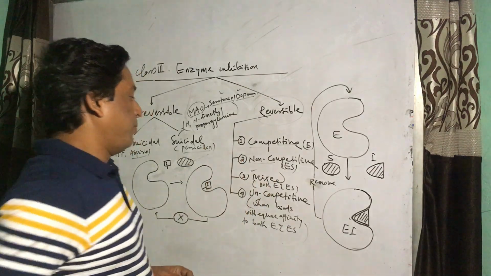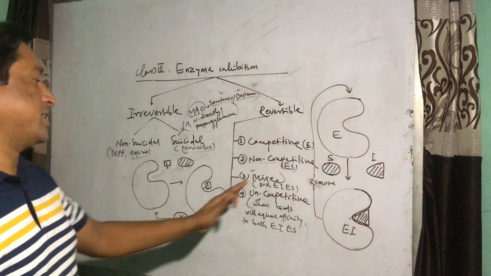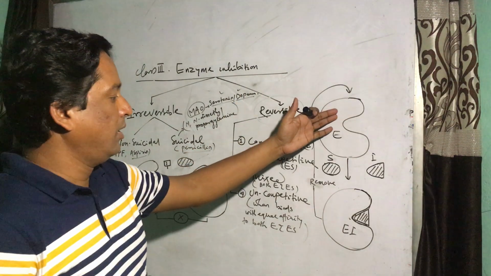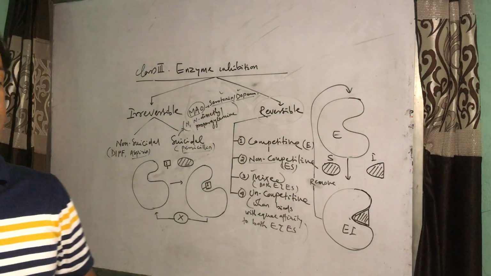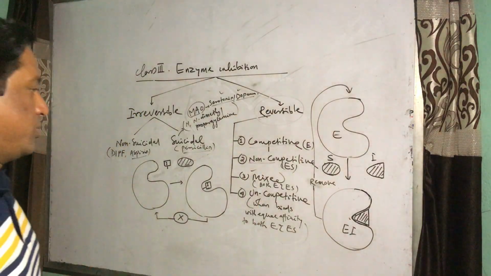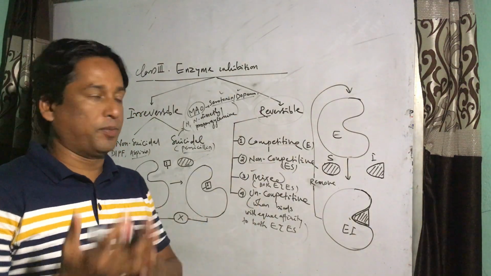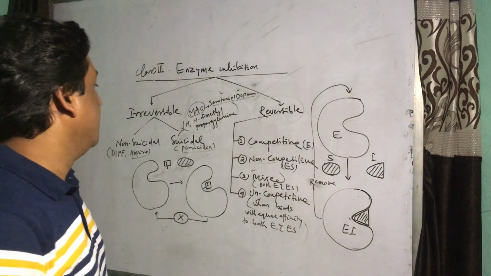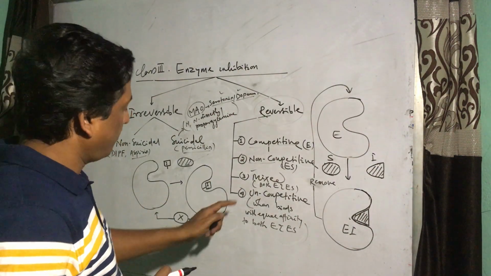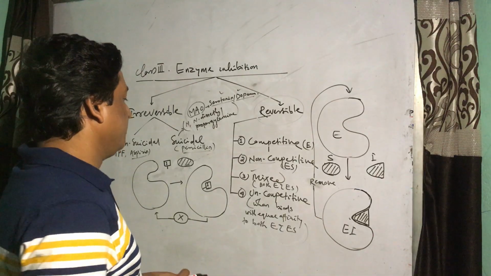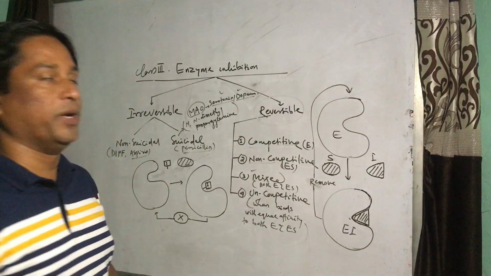The third type of inhibitors are mixed, where the inhibitor binds to both the enzyme and the enzyme-substrate complex. And here, whatever changes we see in the kinetics and the properties is a mixture of both competitive and non-competitive inhibitors. And the fourth type of inhibitors are called uncompetitive inhibitors.